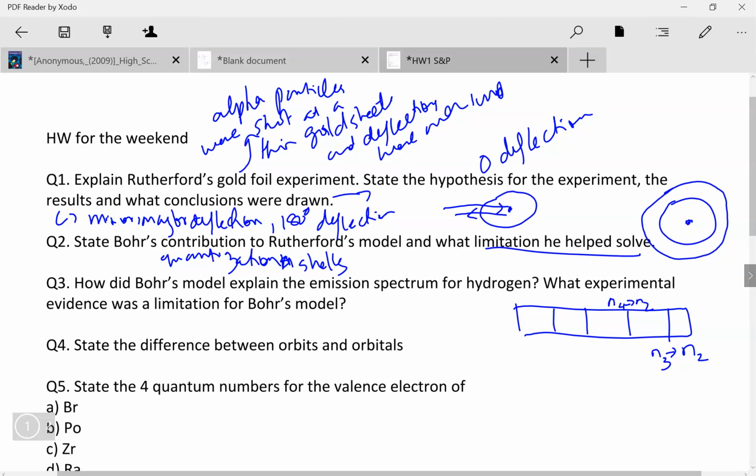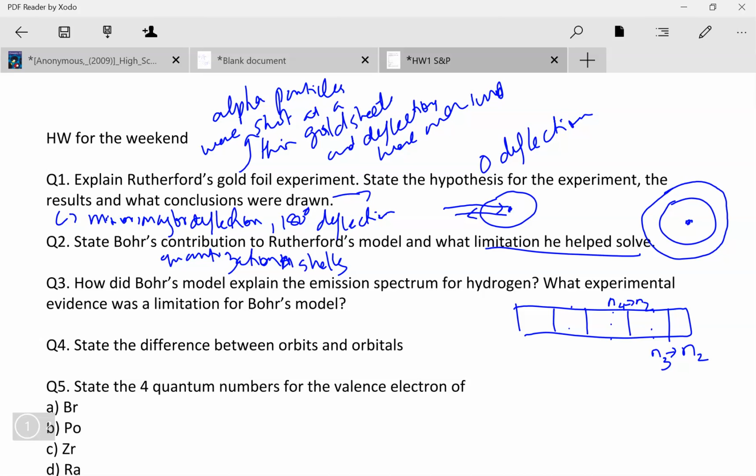There was no intermediary emission spectrum because the electron had to fall from 3 to 2, 4 to 2, 5 to 2, 6 to 2, and there was no other transitions possible. And this kind of exact, precise energy difference helped provide evidence for Bohr's model, because he said that the orbits had specific energies.